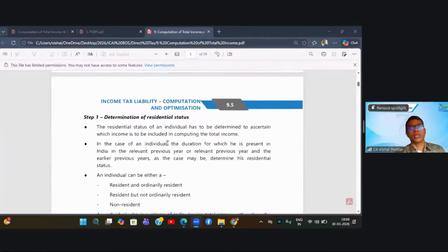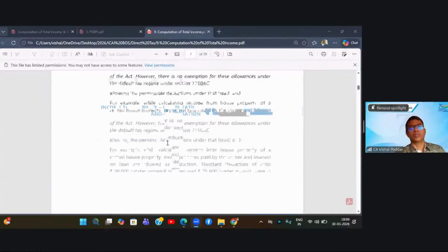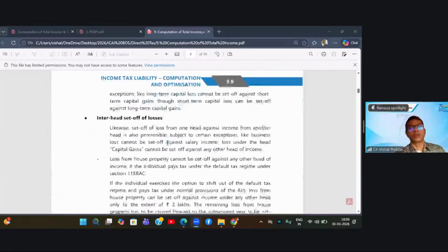Now, let me take you to the tax computation. All these steps are explained in detail, so I'm not getting into those steps.